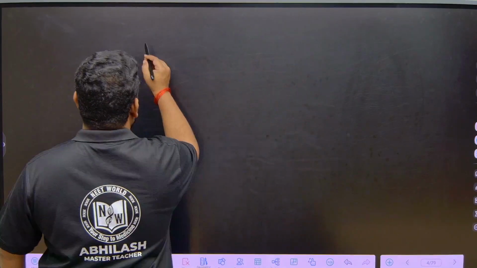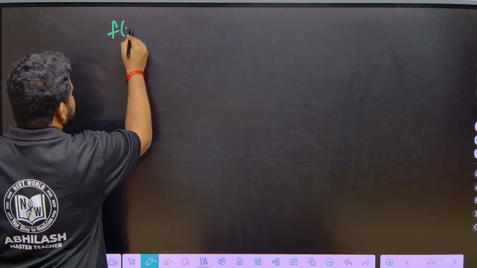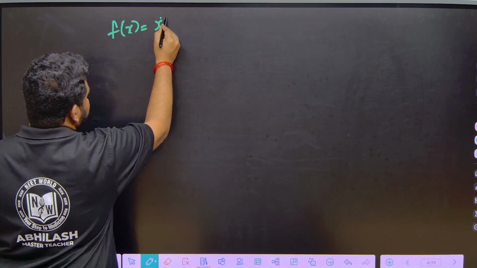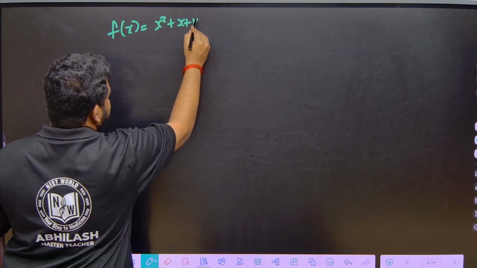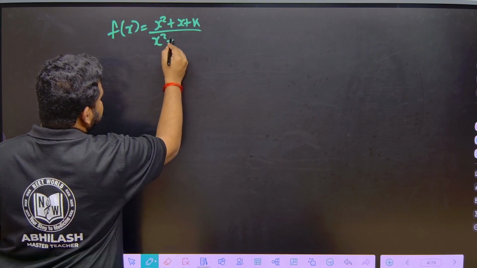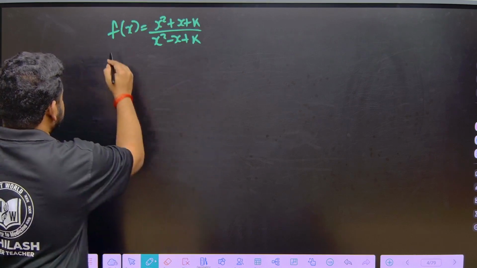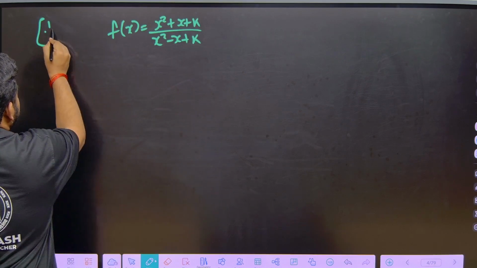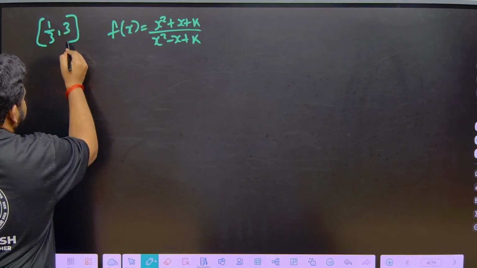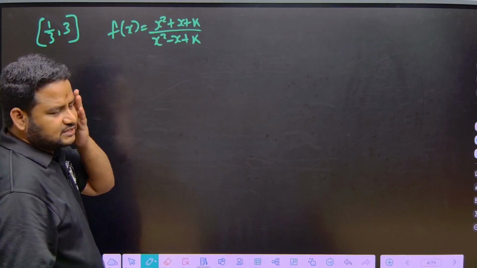So, what is the value of f of x that they have given? They have given f of x is equal to x square plus x plus k divided by x square minus x plus k. Okay, this is what they have given. Now, the range is [1/3, 3], within closed brackets. Now, instead of f of x, I can write it as y.